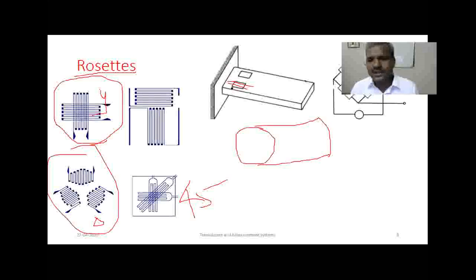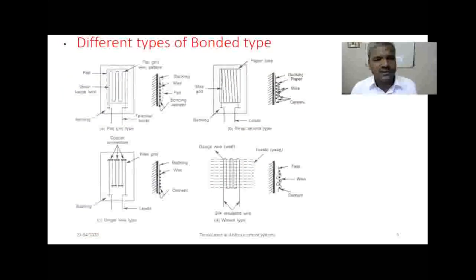This is a simple cantilever beam. When we apply a pressure force here, the maximum strain develops here. This is a recap about the strain gauge and rosettes. These are all different types of bonded strain gauge. I will show you the normal size of the strain gauge. You see here.